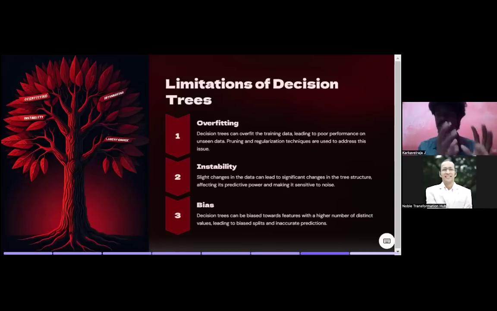So if we create a tree based on the decision rules from the data, and you make any changes to the data, then you need to work from scratch, starting from the root. Otherwise it will not work. So that is what instability is.